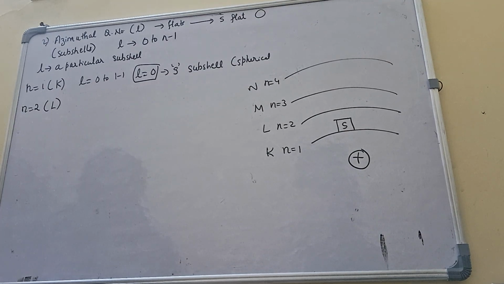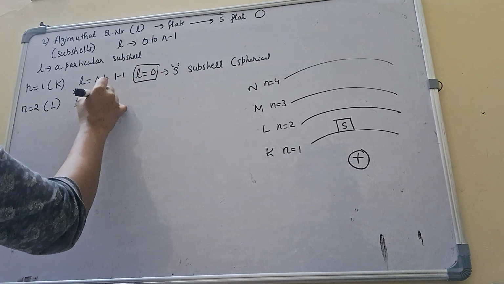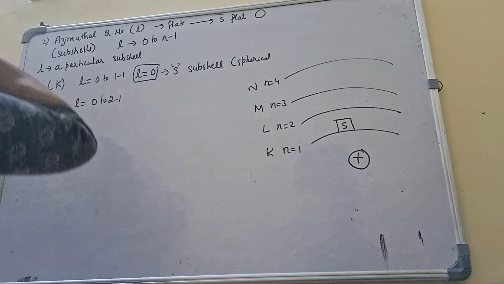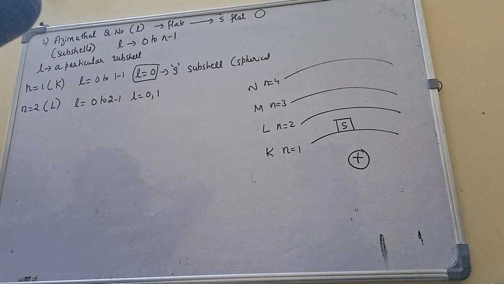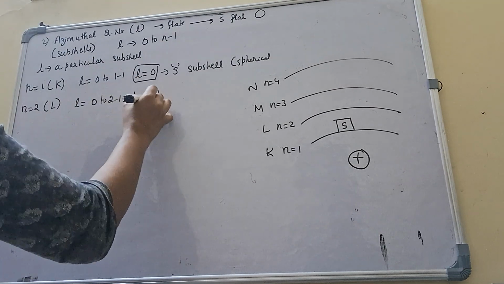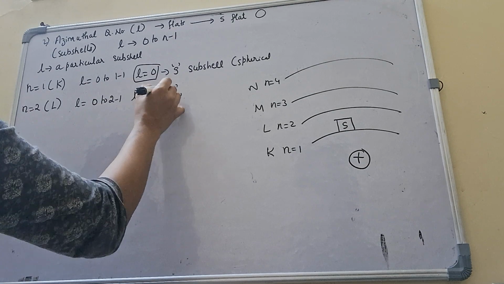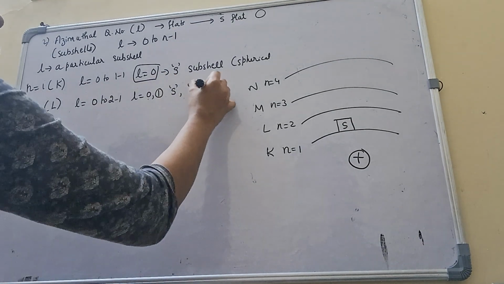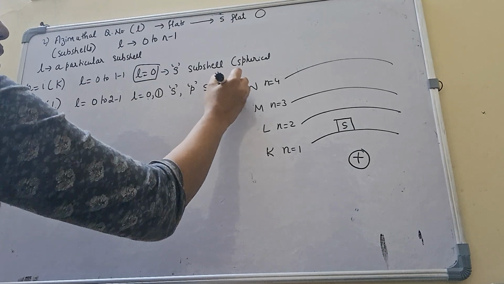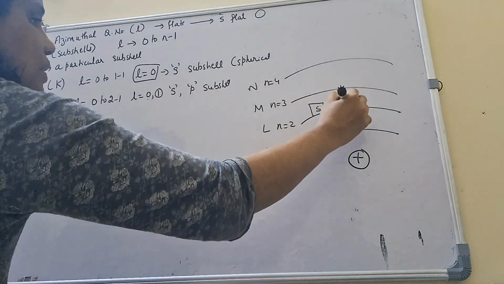Now, if you say n is equal to 2, what will be the value of L? 0 to n minus 1. So 0 to 2 minus 1, that means 0 to 1. So that means it has got two possible values. And I told you L is equal to 0 is always an S subshell, and L is equal to 1 means it's a P type of subshell. So this has got two subshells, an S subshell and a P subshell.